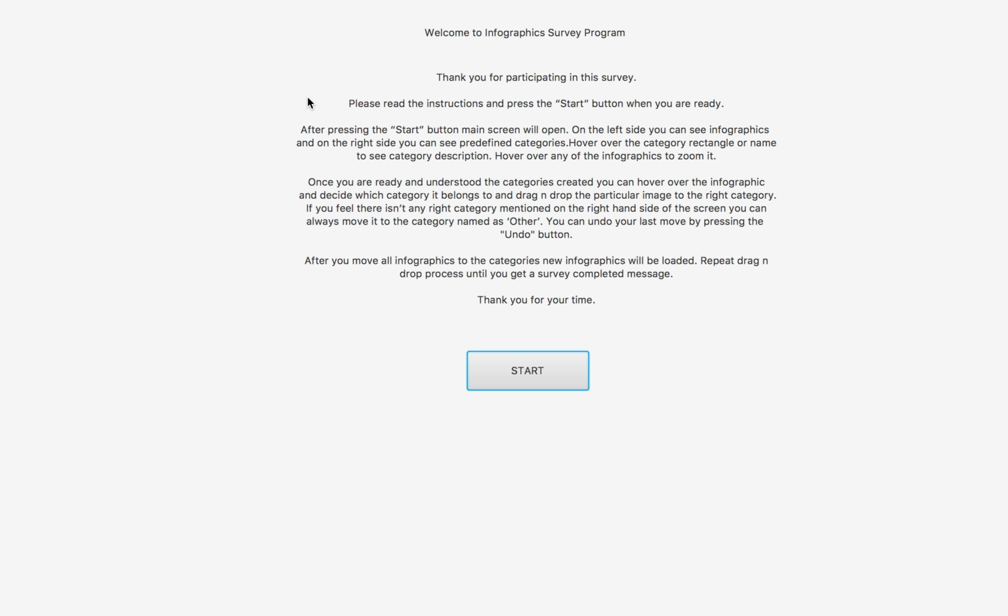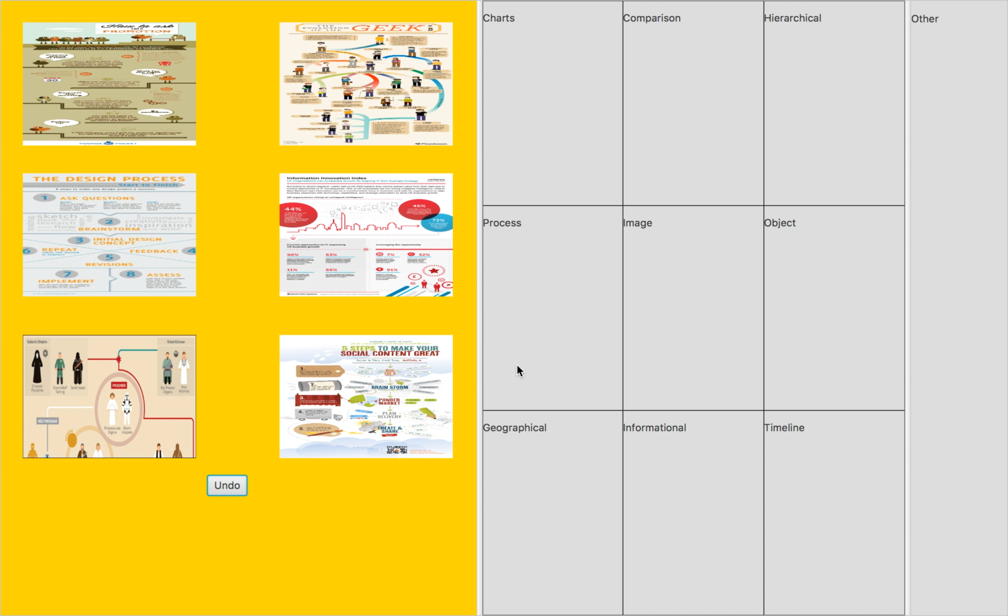As we can see, this is the first application. And this is the introduction screen of the first application, where there's a brief guide to perform the task. Once the subject has read this instruction manual and the brief introduction, they can press the start button and it redirects us to the next page, where we can see the page is divided into two parts.